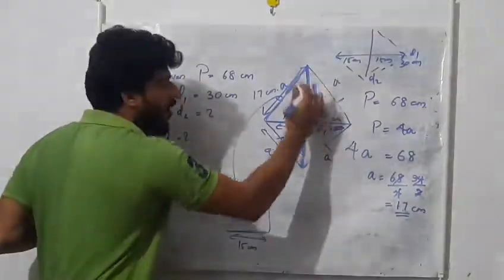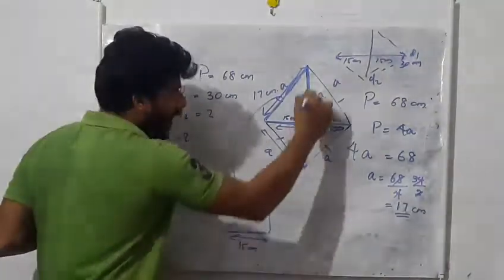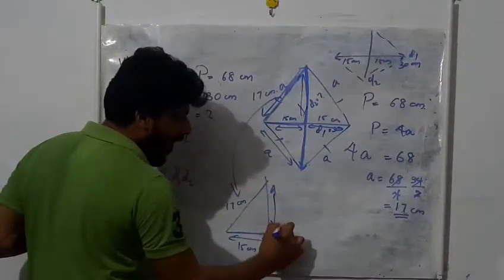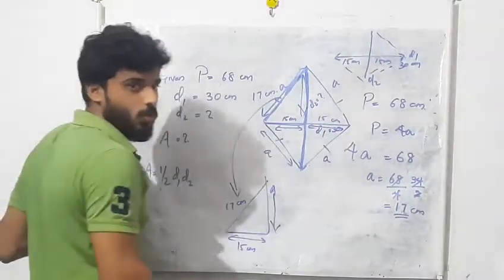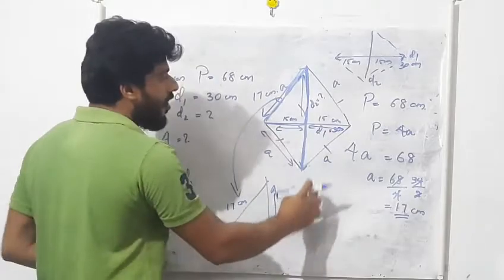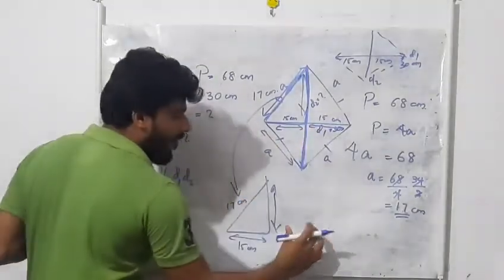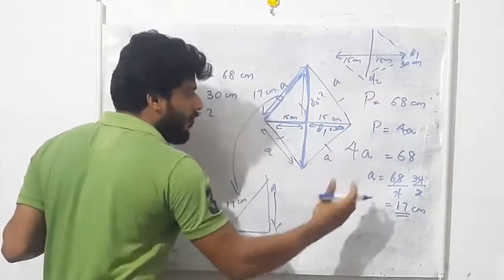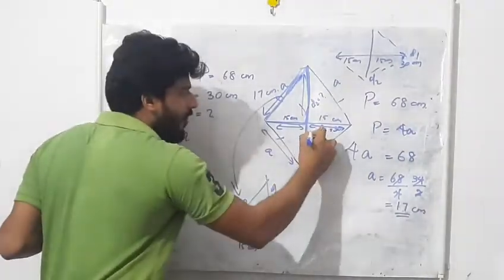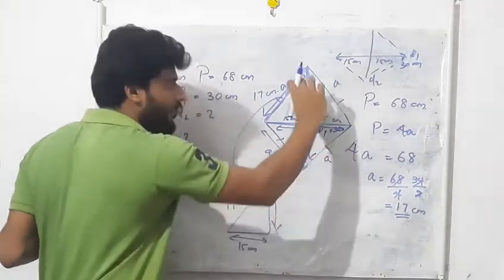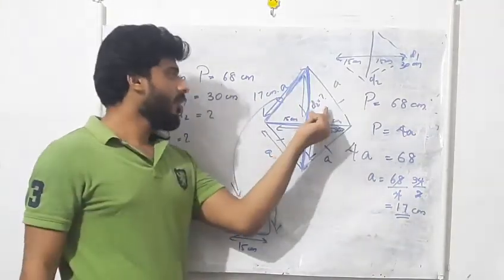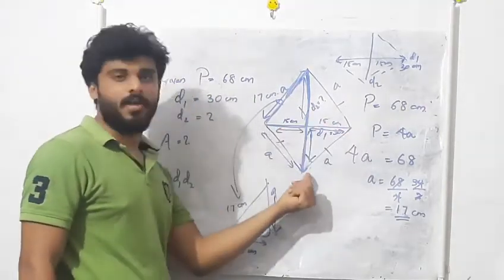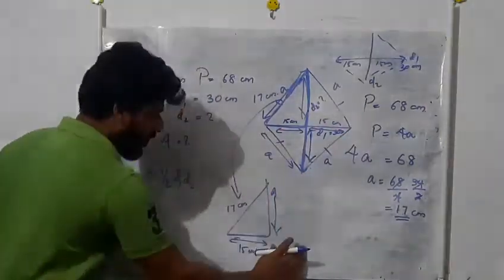This whole line is our D2, and this part is half of our diagonal D2. Once we get half of diagonal D2, the full D2 will be double its half. So first we find half of diagonal D2, then multiply it by 2 to get the whole diagonal D2. It's just simple mathematics.